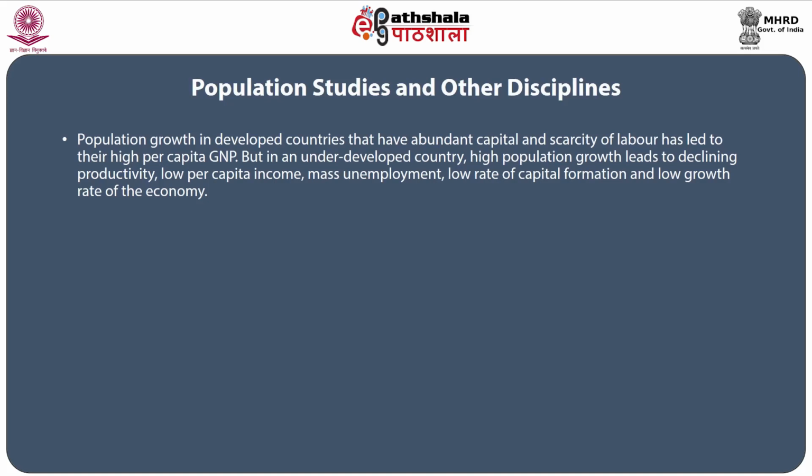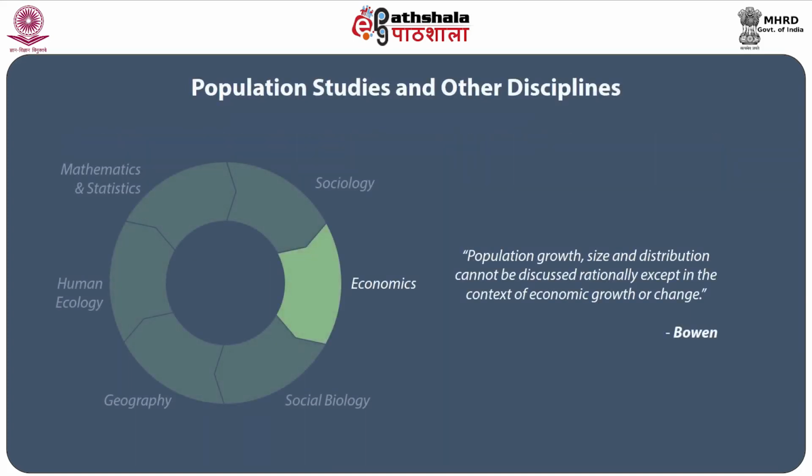Population growth in developed countries, having abundant capital and scarcity of labor, has led to their high per capita GNP. But in an underdeveloped country, high population growth leads to declining productivity, low per capita income, mass unemployment, low rate of capital formation, and low growth rate of the economy. As pointed out by Bowen, I quote, population growth, size and distribution cannot be discussed rationally except in the context of economic growth or change, unquote.